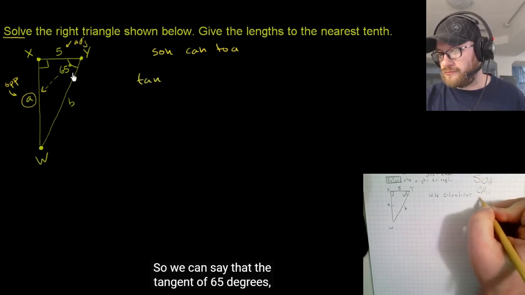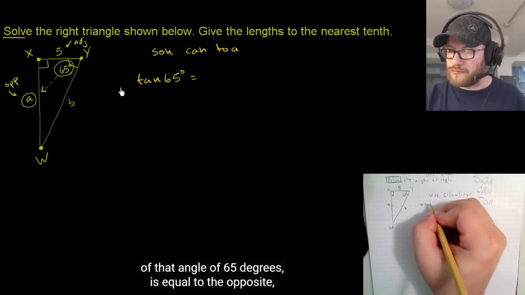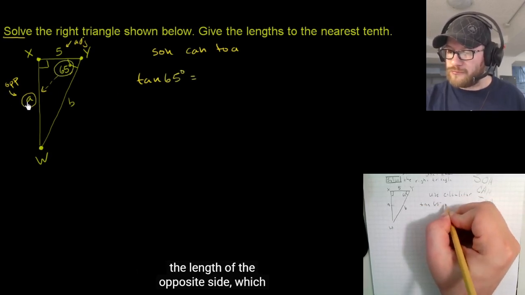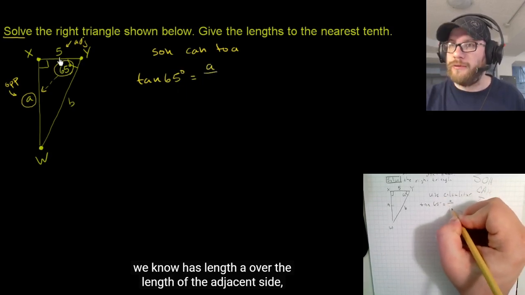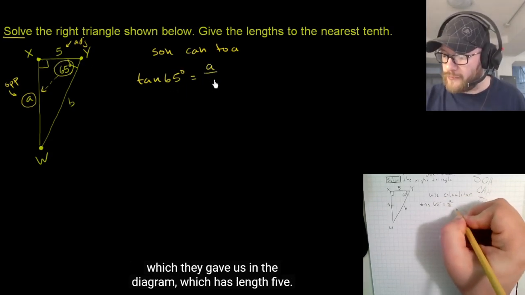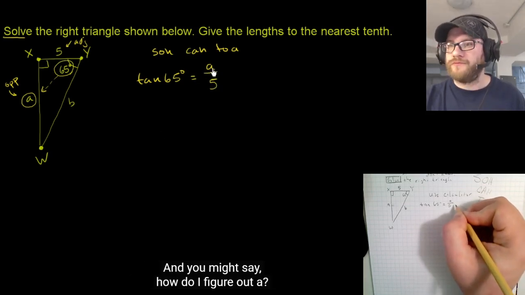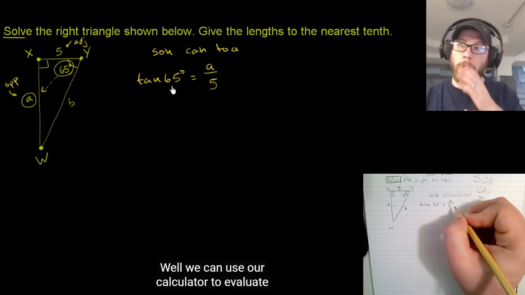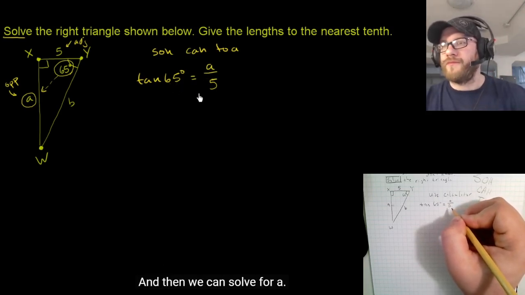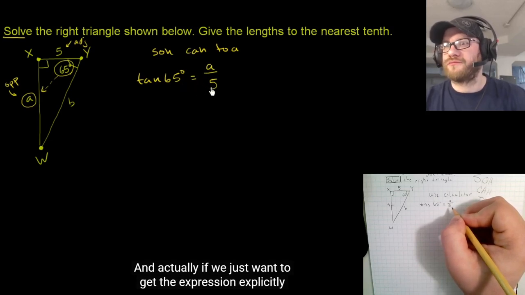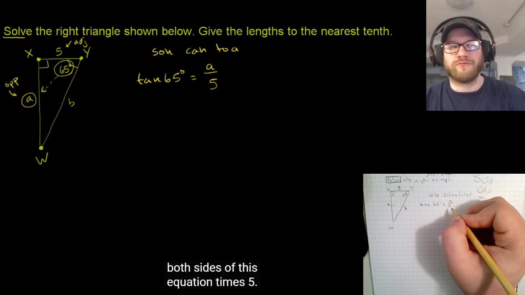So we can say that the tangent of 65 degrees is equal to the length of the opposite side, which we know has length A, over the length of the adjacent side, which they gave us in the diagram, which has length 5. And you might say, well, how do I figure out A? Well, we can use our calculator to evaluate the tangent of 65 degrees, and then solve for A. And actually, if we just want the expression explicitly solving for A, we can just multiply both sides of this equation times 5.